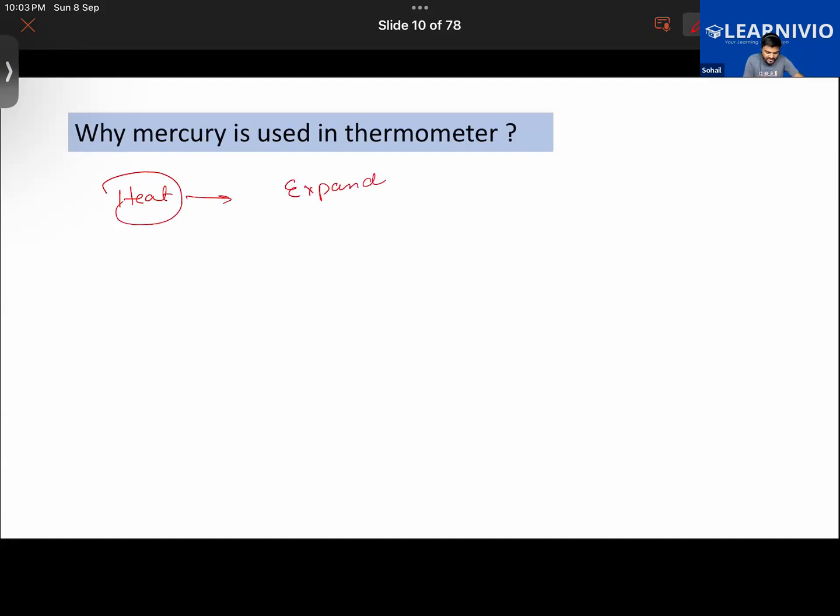And how does it expand? It expands in a uniform manner. It expands uniformly. That is the reason why it is used. In fact, it is the only metal to exist in the liquid state at room temperature. Apart from mercury, there isn't any other metal that exists in the liquid state at room temperature.